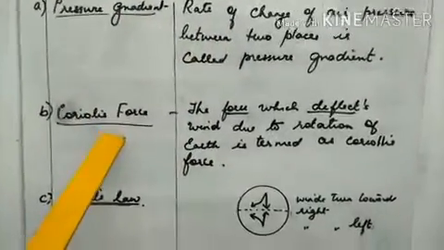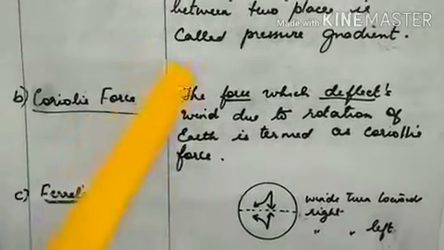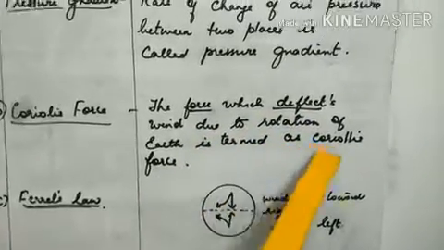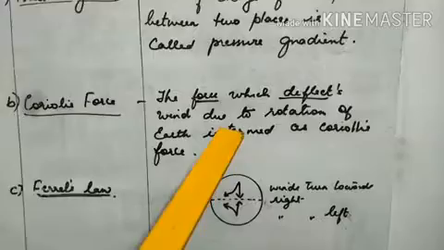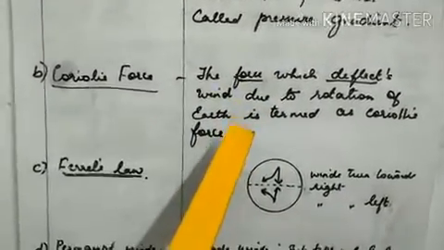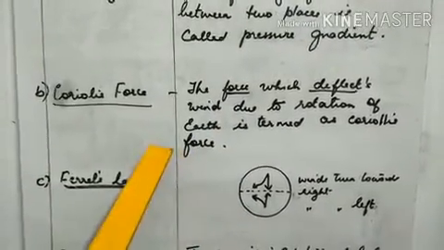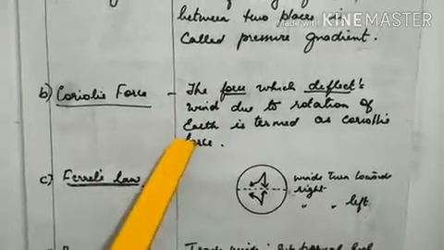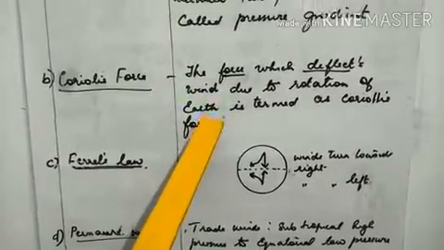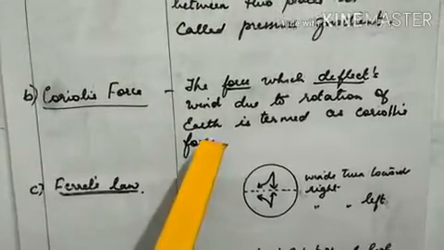Now, what is Coriolis force? This is the next factor which affects the direction and speed of wind. The force which deflects wind due to rotation of the earth is termed as Coriolis force. Winds are deflected from the direction of the pressure gradient by the Coriolis force. Ferrel has formulated this law. We studied that near the equator the speed of the wind is less. That is because of this Coriolis force. That is, winds are deflected from the direction of the pressure gradient due to Coriolis force.